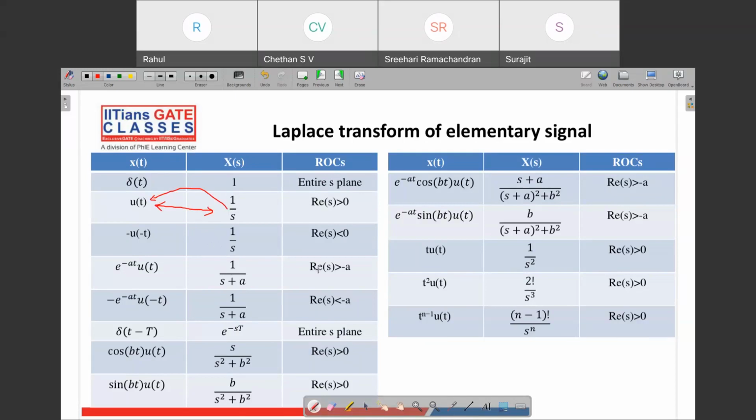Now here one more thing to notice: we have a signal u of t and we have a signal minus u of minus t, and both of them have the same Laplace transform. The difference between these two is the ROC. If the Laplace transform is the same but the ROC is different, you can get back to the time domain signal. But if the Laplace transform is given but the ROC is not given, its inverse Laplace transform can be this one as well as this one. That's why the ROC information is very critical to find the inverse Laplace transform. Same thing you can see for these two signals also: the Laplace transform is the same, but the ROC is different.